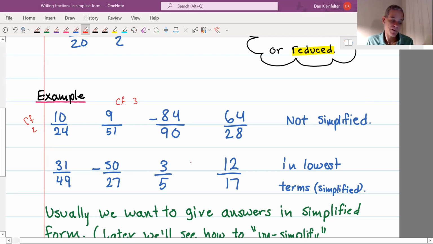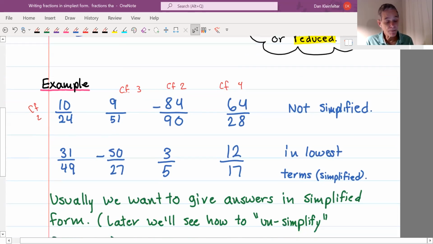So that's not simplified. 84 and 90, again, both of these are even, and so there's a common factor of 2. There may be other common factors, right? But as far as just deciding is this fraction simplified or not, if there is even a single common factor besides 1, it's not simplified. 64 and 28 has a common factor of 4, so that makes it not simplified.